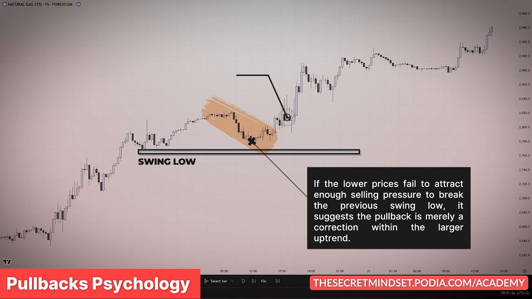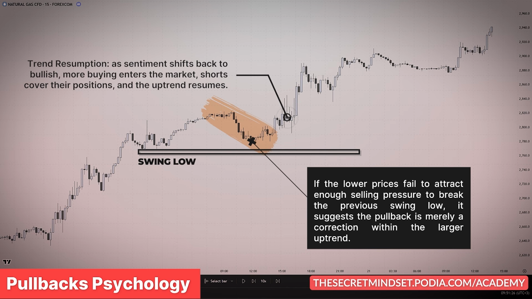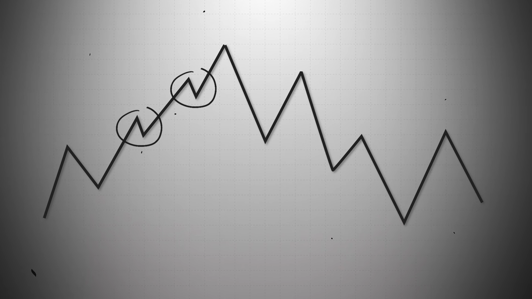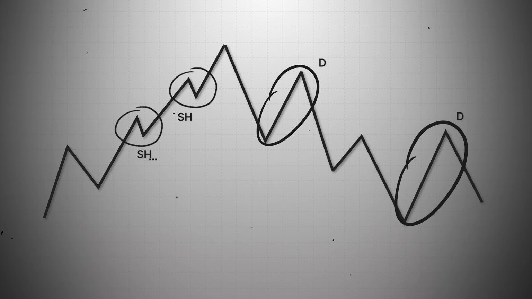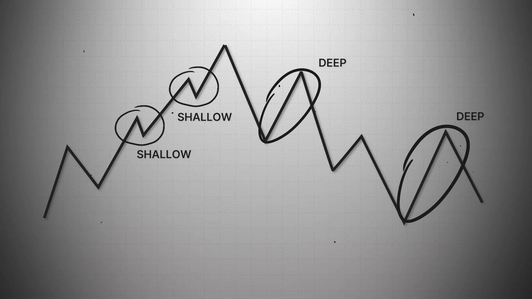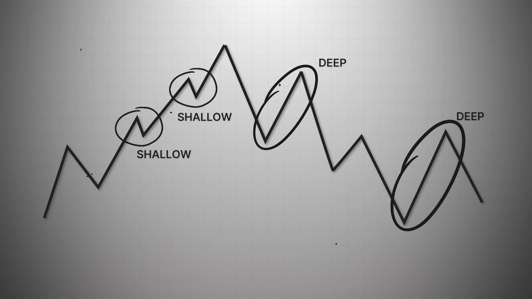As sentiment shifts back to bullish, more buying enters the market. Shorts will cover their positions, and the uptrend will resume. Now, not all pullbacks are created equal. We can classify them into two main types based on their depth: shallow pullbacks and deep pullbacks.